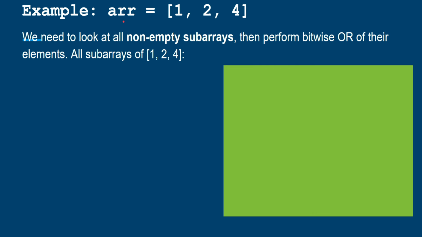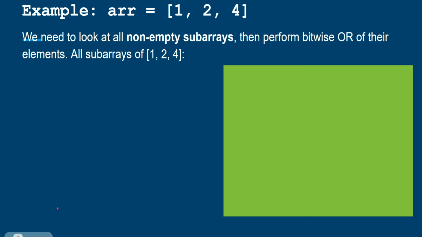Now understand the example. Very first, what we are given is this example. The array elements are 1, 2, and 4. So we need to look at all the non-empty subarrays. What are the non-empty subarrays? If we form the subarrays, we can form them like this. There are more possibilities, so let's see what the subarrays are.